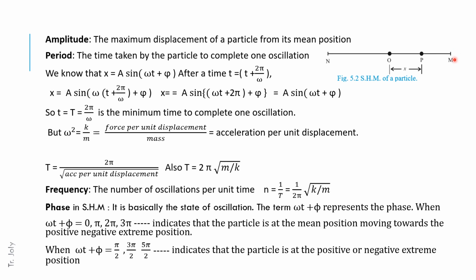Now in this equation, only this term phi is known as the initial phase, phase constant or epoch of SHM. The quantity omega t plus phi is known as phase; only the term phi is known as the initial phase, phase constant or epoch.